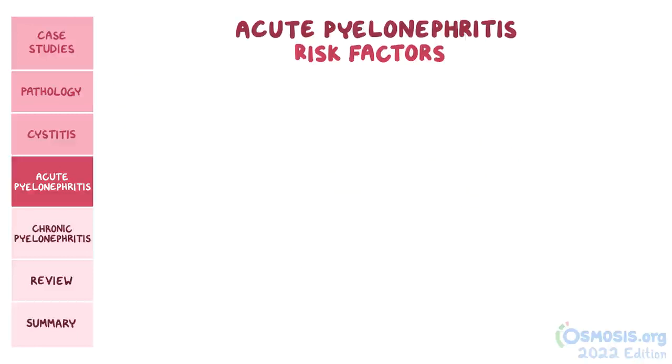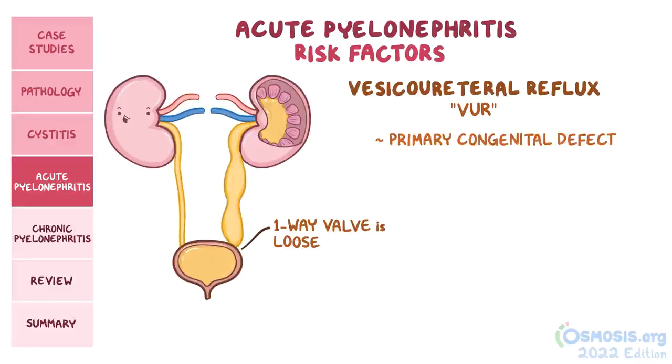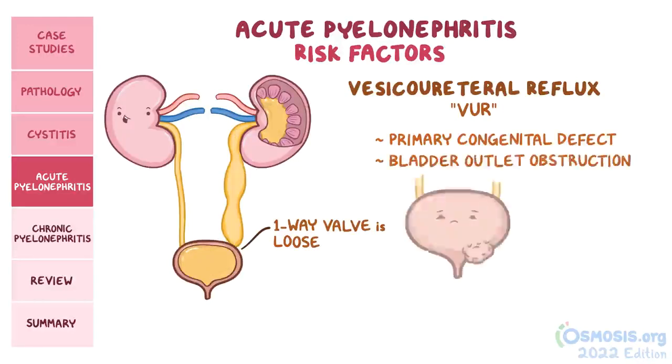Now, another major factor is vesicoureteral reflux, or VUR. This is where the one-way valve at the vesicoureteral junction is loose, which allows the urine to move from the bladder back into the ureters and kidneys. VUR can be the result of a primary congenital defect, or it can be caused by bladder outlet obstruction, like a bladder tumor, which increases pressure in the bladder and distorts the valve.